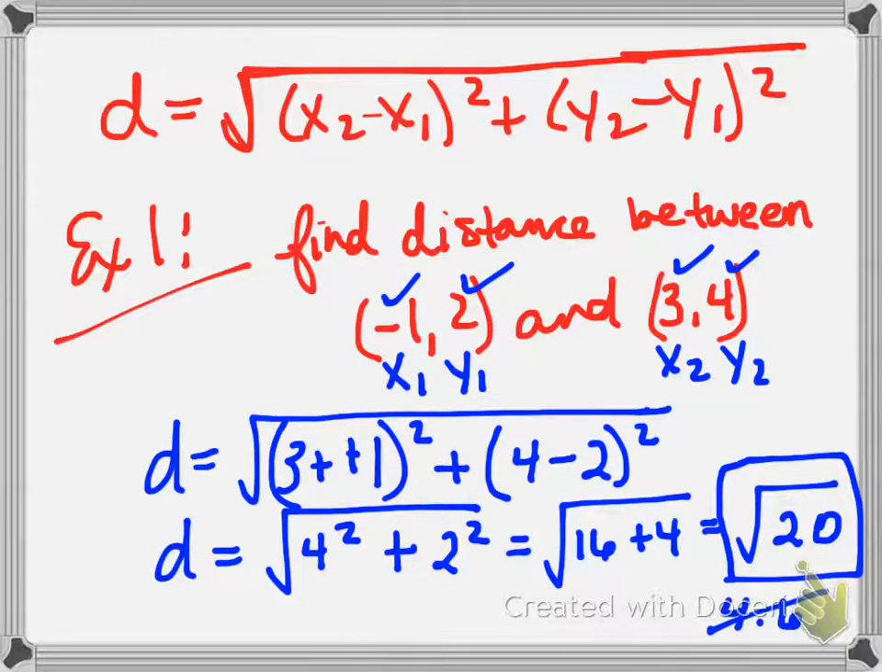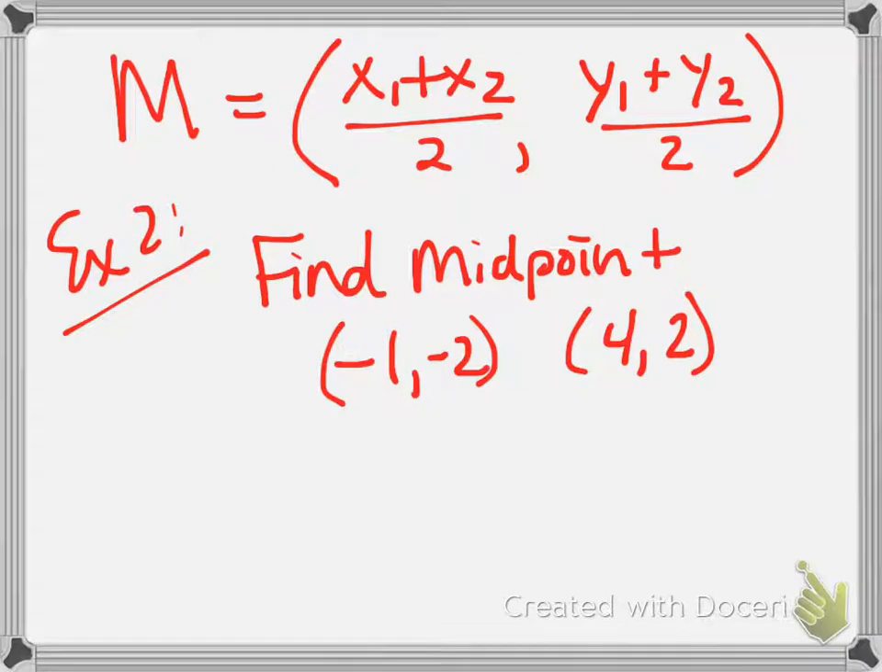That's the distance formula. Then we have the midpoint formula, which finds the midway point between any 2 points, and it's kind of like averaging. You add the 2 x values and divide by 2. You add the 2 y values and divide by 2.